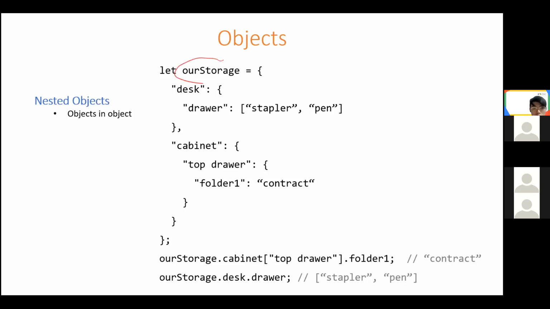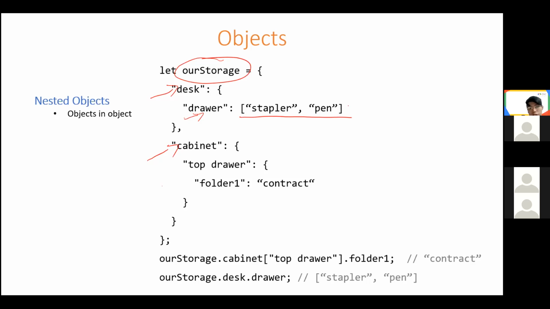So let's look at this. We have our storage object. It has two properties: a desk and a cabinet. Let's look at desk first. Desk has a value of another object. In this object, you have a property of drawer, which contains stapler and pen. You can see how it models real-world objects. Our desk is considered a storage, and in the drawer you can put in things like a stapler and pen. So you can represent this using a JavaScript object.